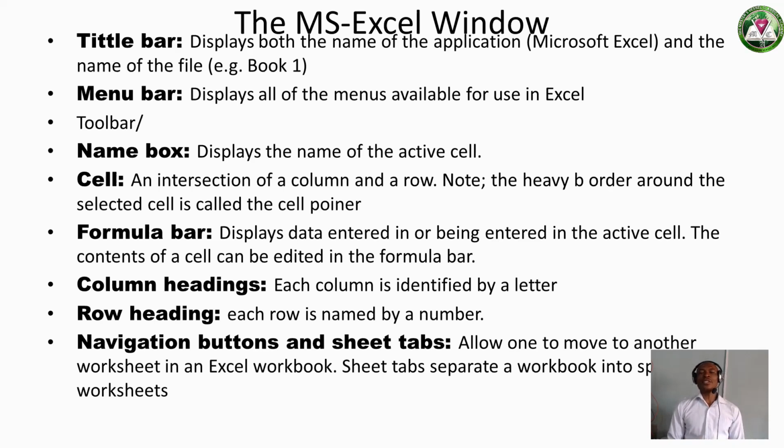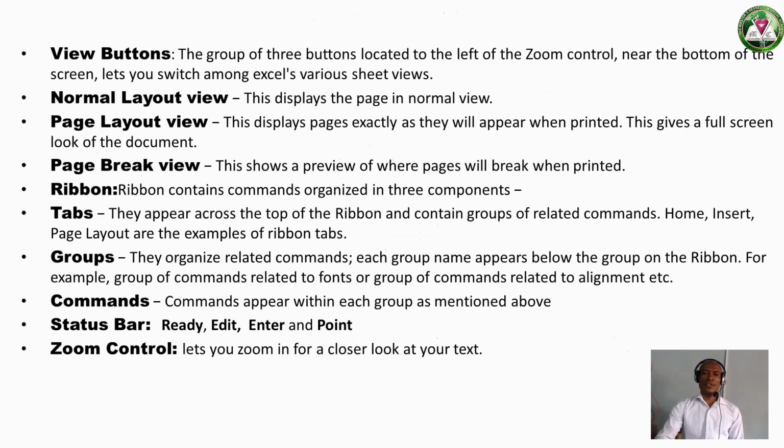Now, the sheet tabs separate a workbook into separate worksheets. So the sheet tabs are also used just the way the navigation buttons are used. The moment you click on the sheet tab for sheet 1, it will take you to sheet 1. You click the sheet tab for sheet 3, it will take you to sheet 3. So that is for sheet tabs and navigation buttons.